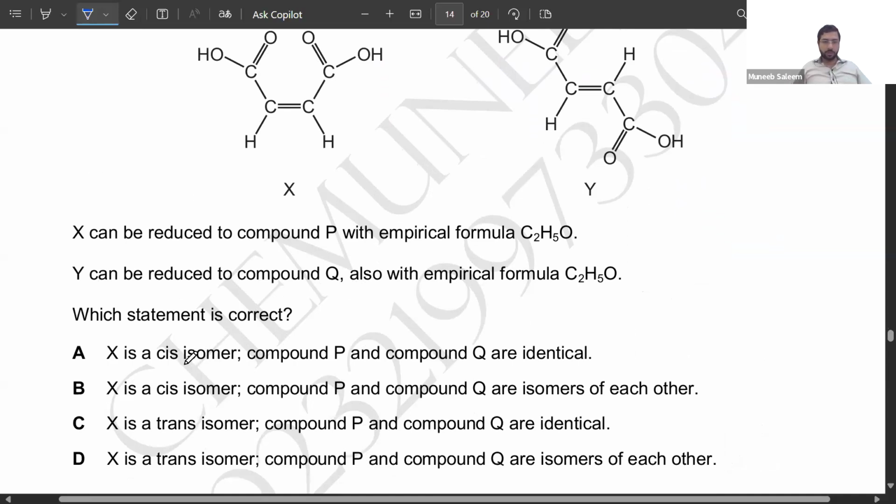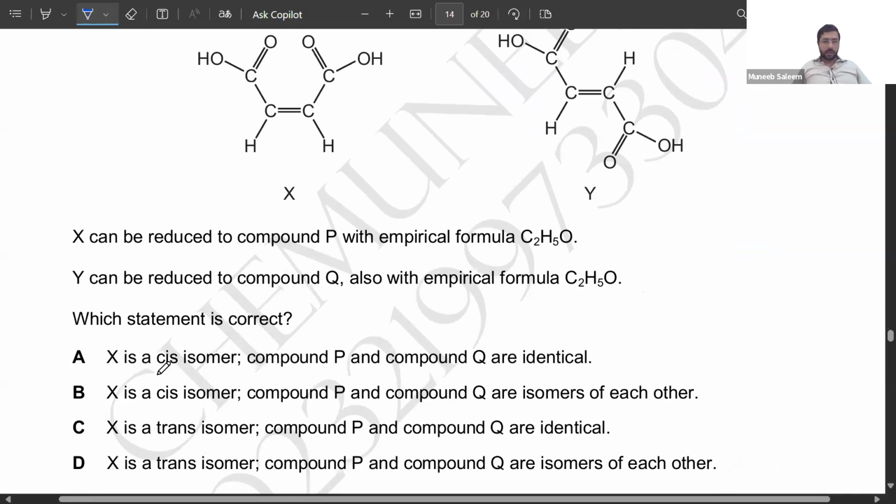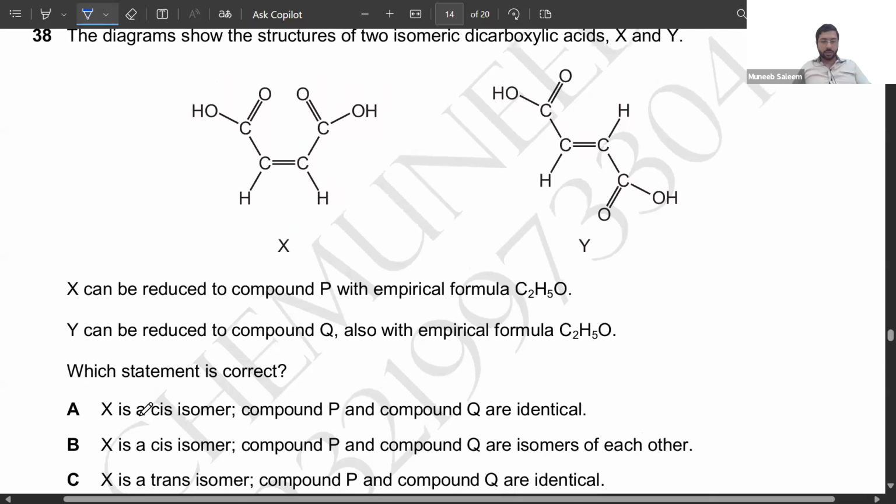Okay, so here we have to discuss the type of the compound X is showing, like which kind of isomer it is, and then the product formed as a result of the reduction of X and Y, and what are their types. So let's see the first part that says X is a cis isomer or is it a trans isomer.